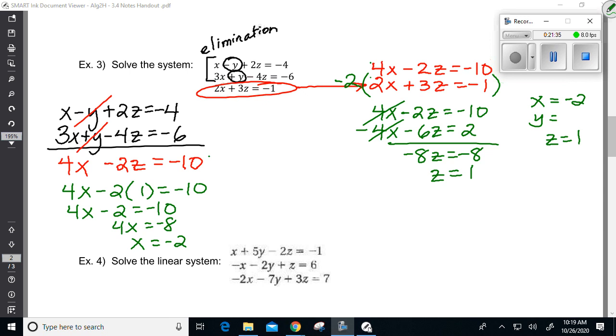So now we need to get y. y was only in 2 equations, the first one and the second one. So we need to pick one and make it work. 3x plus y minus 4z equals negative 6. Why did I choose the second one? Felt like it. x equals negative 2. z equals 1. Plug in what you got.